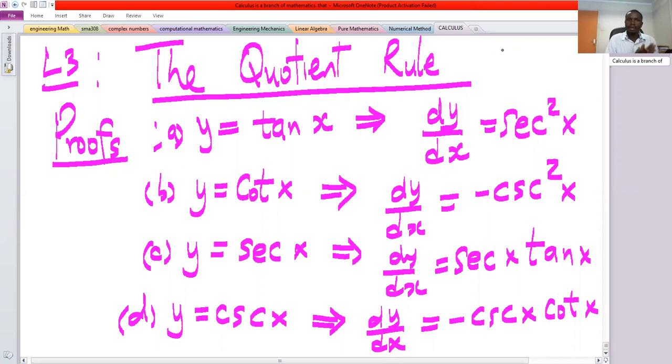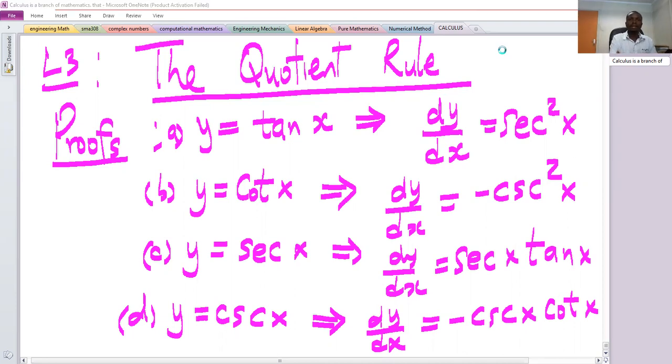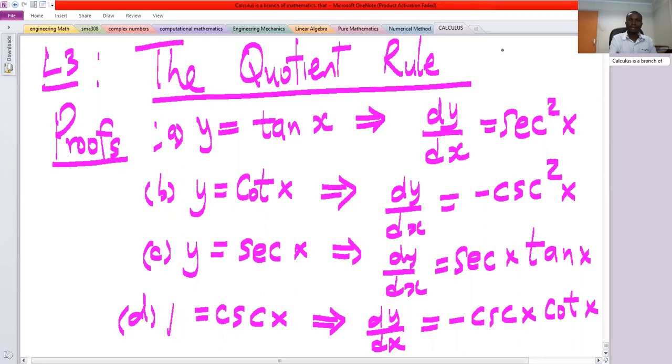Welcome to this class. In this session, we are going to prove these four derivatives of trigonometric functions. When you are given y is tan x, then dy dx is sec squared x. If the function is y equals cot x, then dy dx is negative cosec squared x. If the function is y equals sec x, dy dx is sec x tan x. And if y is cosec x, then dy dx is negative cosec x cot x.